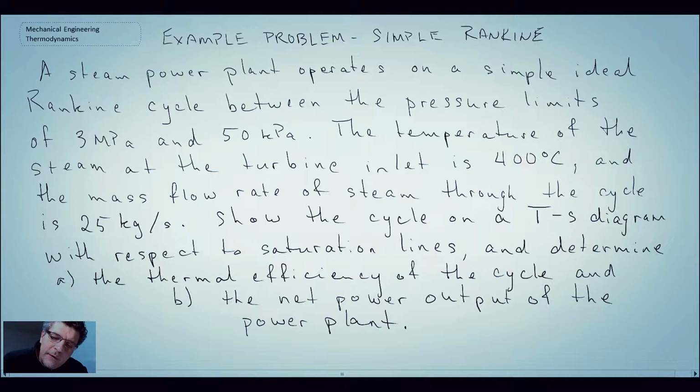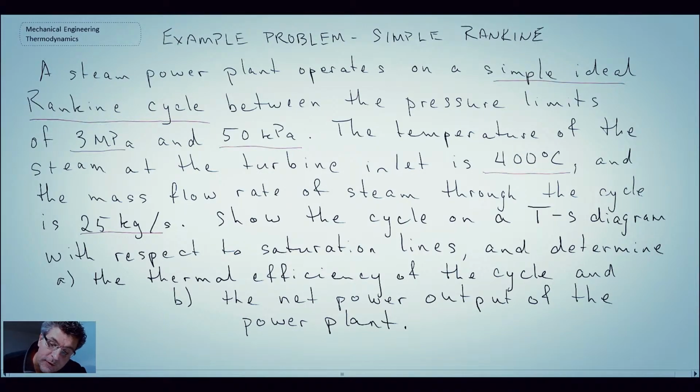What we're dealing with is a simple ideal Rankine cycle, and we're told that it's operating between the pressure limits, the boiler pressure at 3 MPa and down to the condenser pressure of 50 kPa. We're told that the steam at the inlet to the turbine is at 400 degrees C, so that would correspond to the 3 MPa boiler pressure. Now the mass flow rate is given at 25 kilograms per second.